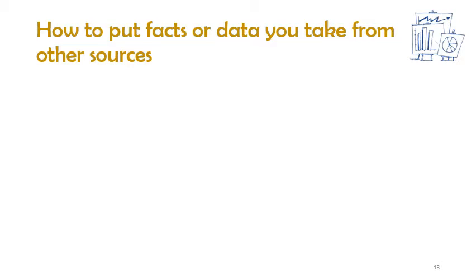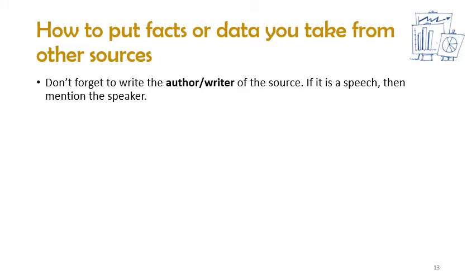Now let's talk about how to put facts or data that you take from other sources, because there is a rule to do that. You cannot just put something. First things first, you must not forget to write the author or the writer of the source. Just remember that the writer or author of the source is not always human. It's not always the name of a person. It can be an organization. If it's a speech, then mention the speaker, because sometimes we have information from speeches too.